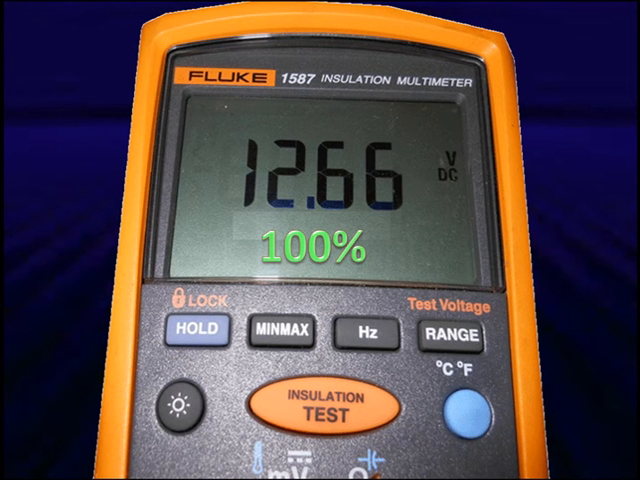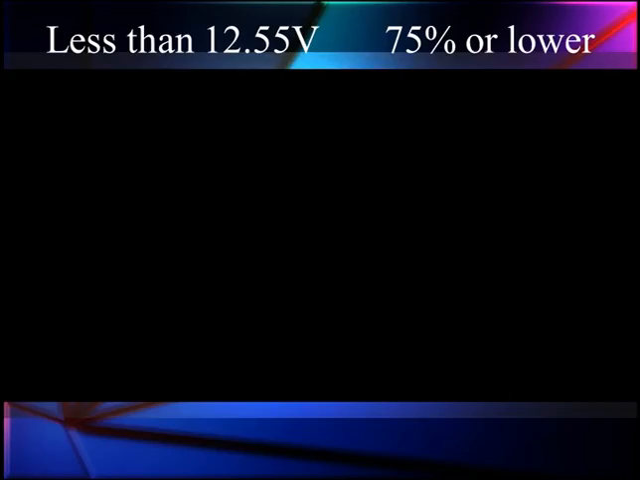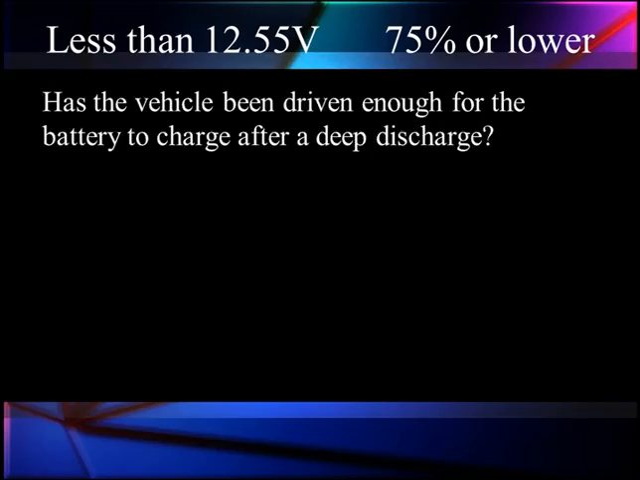So 12.66, that's kind of what we expect for a 100% state of charge. If the open circuit voltage is 12.55 volts or higher, the battery's fully charged, the car's working fine, and all you got to do to run this test is crank it for 15 seconds. If it's less than 12.55, we got to start worrying about it. Has this vehicle been driven enough for the battery to be charged after a deep discharge? Go back to the chart and see how long it should charge at 40 amps before you release it back to the customer.